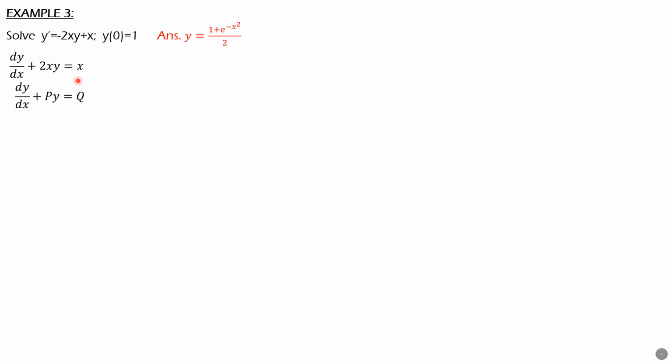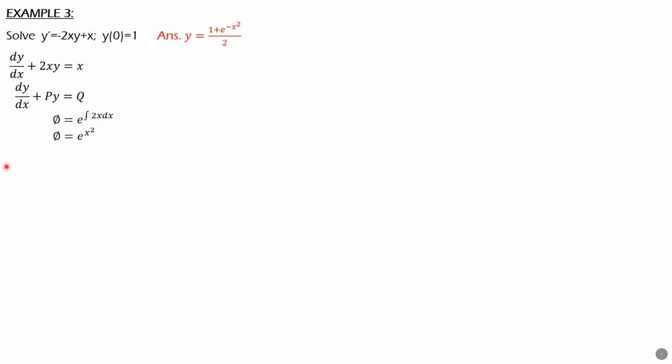So the integrating factor, P, is e to the integral of p of x dx. Therefore P is equal to e to the integral of 2x dx, and the integral of 2x dx is 2x squared over 2, or simply x squared. Therefore P is e to the x squared. After that, we multiply the equation with e to the x squared.